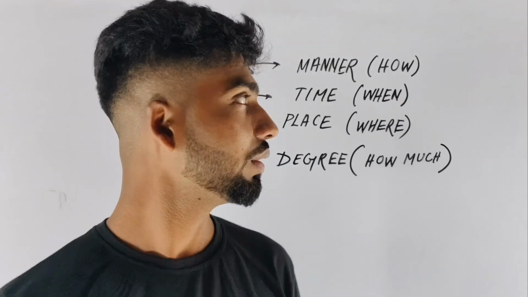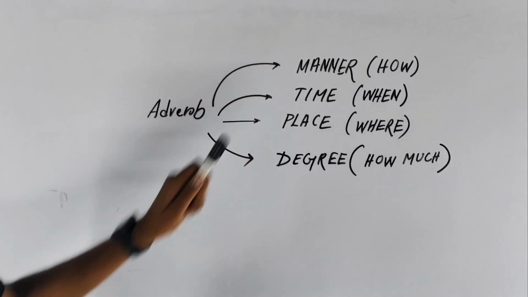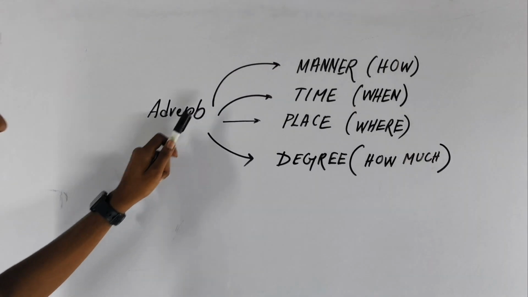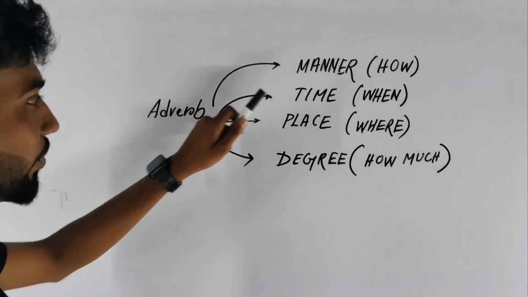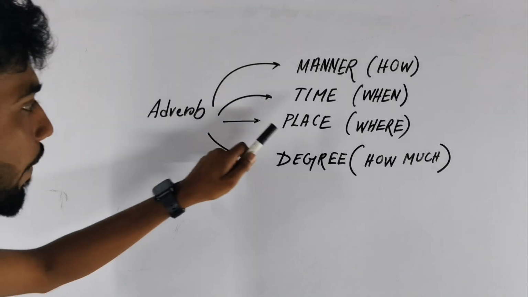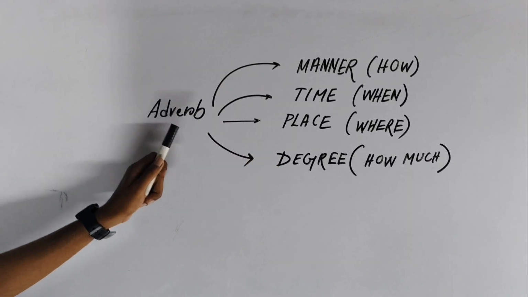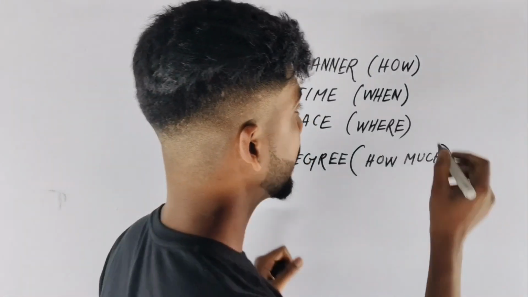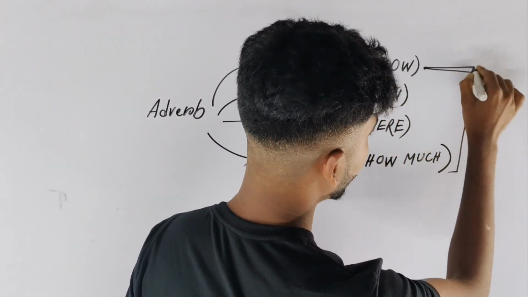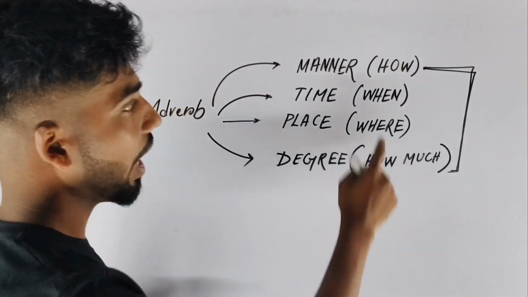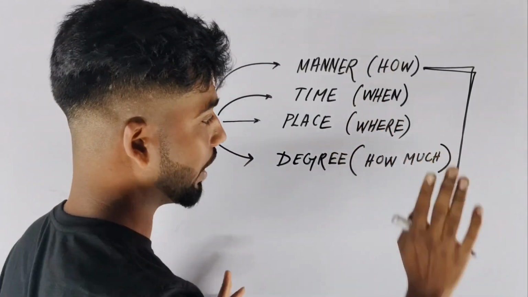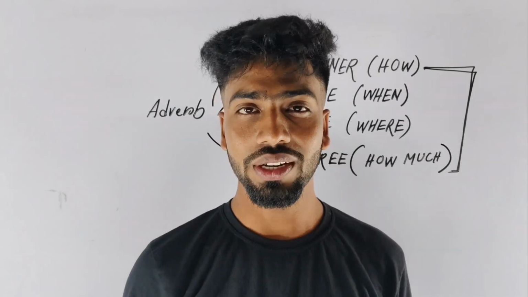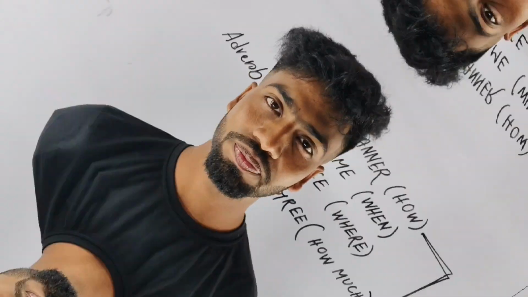Okay. First one, adverb of manner. Next, adverb of time. Next, adverb of place. And last one, adverb of degree. If you understand these 4 questions, how, when, where, and how much, you will understand 80% of adverbs. Now let's learn one by one.